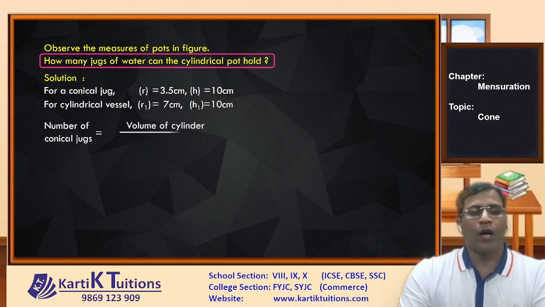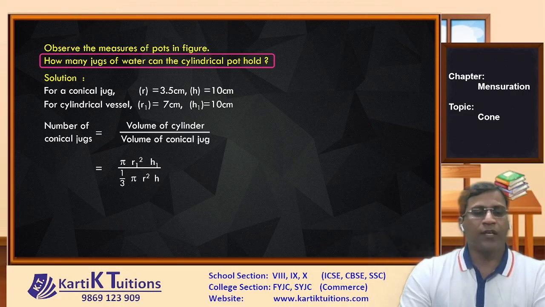Volume of cylinder upon volume of one cone, or each conical jug. So here it is pi r1 square h1 upon 1 upon 3 pi r square h. Now see here, pi gets cancelled. So here let us substitute the value. R1 value कितना है? 7. So it will become 7 into 7 into 10 upon 1 upon 3 into r कितना value है? 3.5. So into 3.5 into 3.5 into 10.